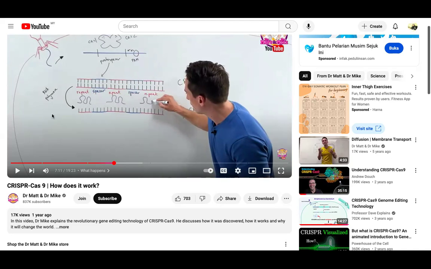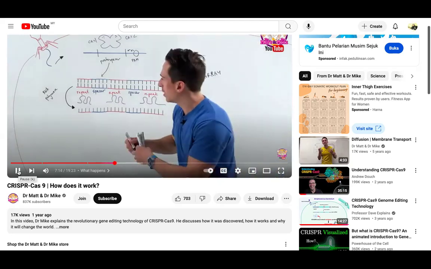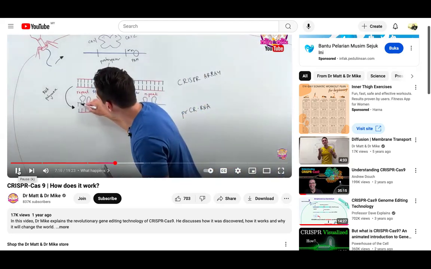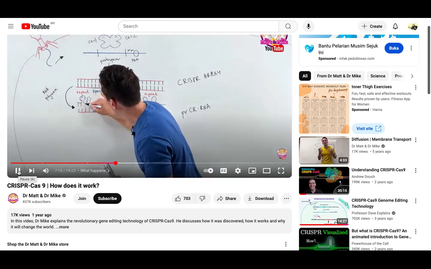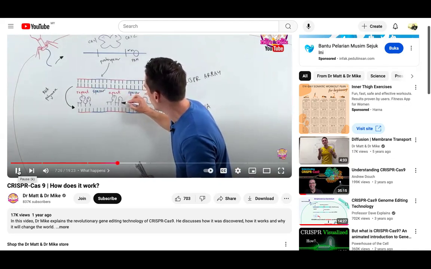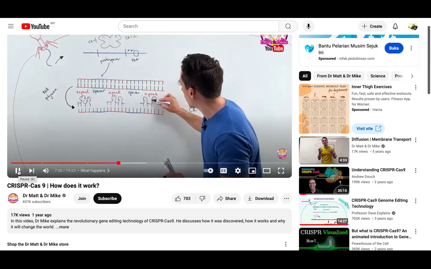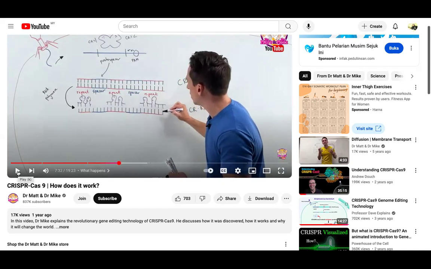So the RNA polymerase also transcribes a different part of the DNA, and the RNAs have binding areas, then other parts won't bind, then other parts will bind, and then other parts won't. What these strands of RNA are called is tracer.